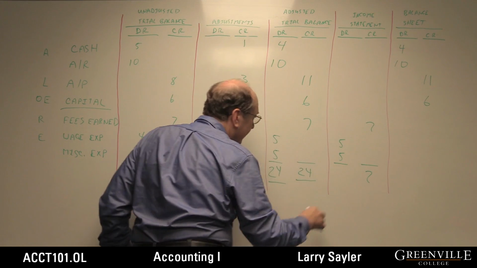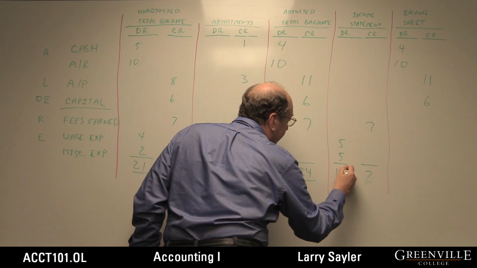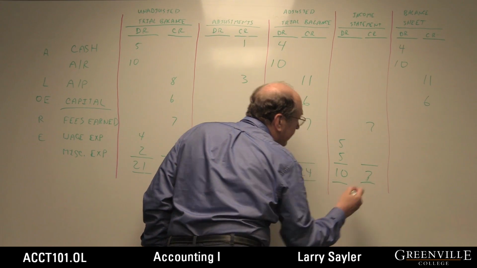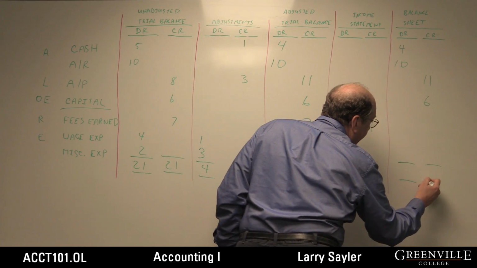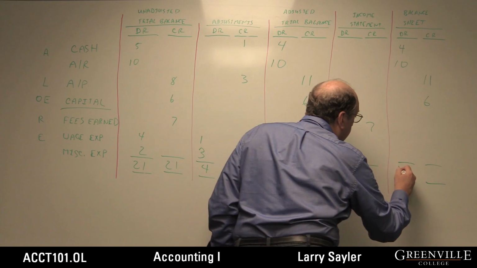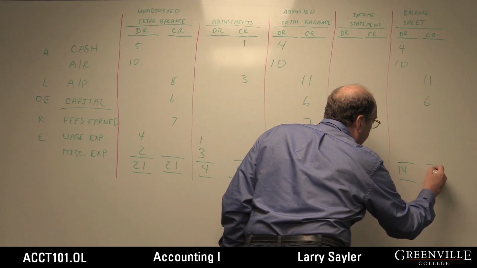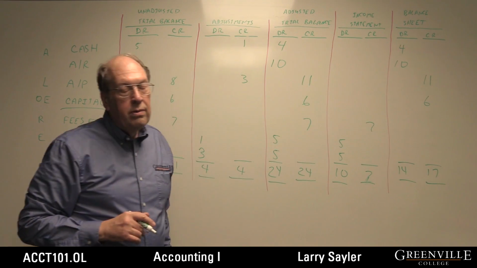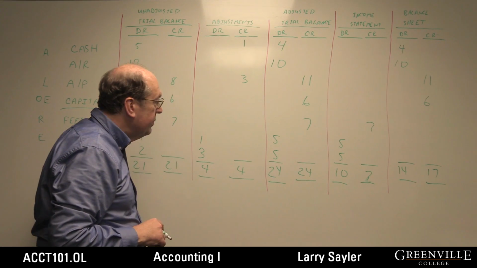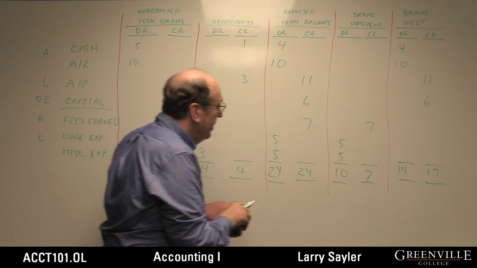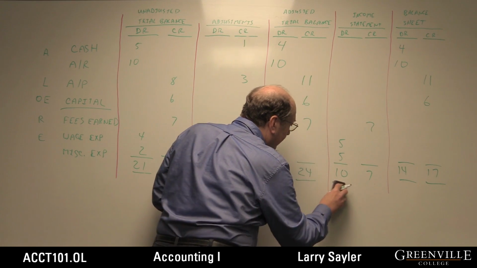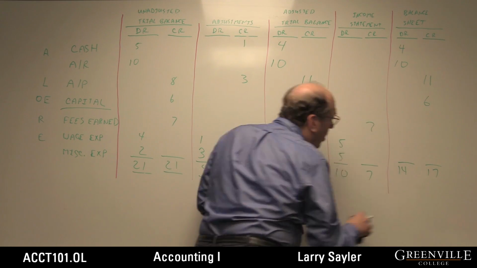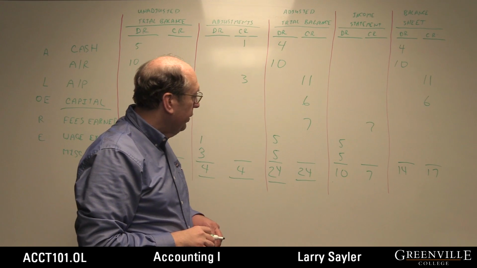So, oops, 7 and 10. And we add these columns down, and it's 14 and 17. And now debits don't equal credits. So here's what we're going to do. Let me make that 7 better. We're going to make the columns equal each other.